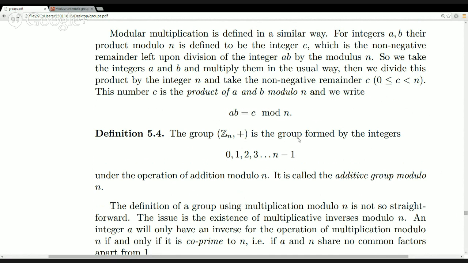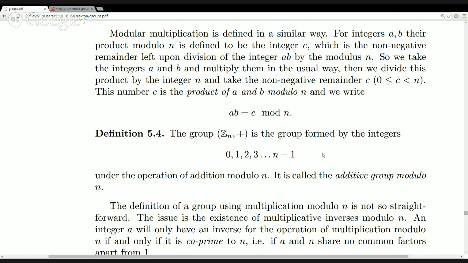The second group is Zn under the operation of multiplication. But for this one, as we'll discover, we need to get rid of some elements, perhaps. Remember, to be a group, you have to have inverses. Now, the identity element for the operation of multiplication is going to be the integer 1, the remainder 1. So you multiply anything by 1, it doesn't change.